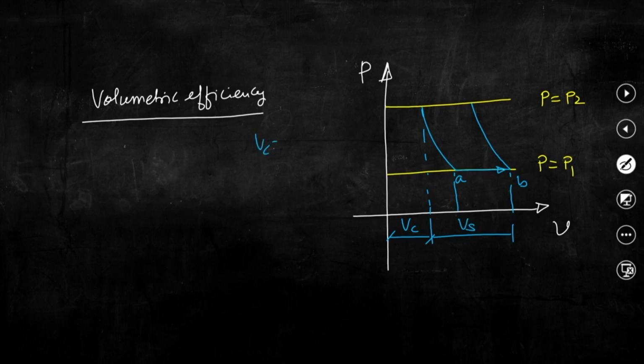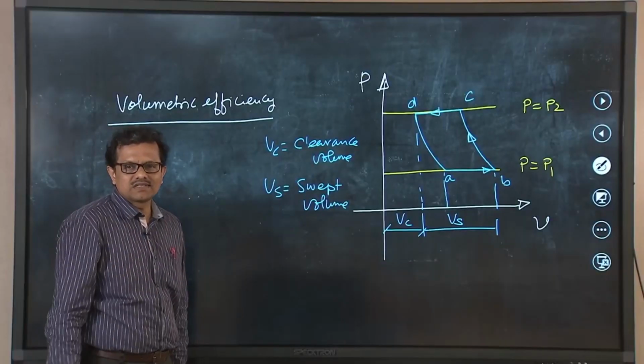So, Vc is the clearance volume and Vs is the swept volume. This is basically a reciprocating compressor. Now, A to B is the suction stroke, and then B to C is the compression process following a reversible adiabatic compression. Then C to D is the process which is discharging high pressure working fluid to the combustion chamber.